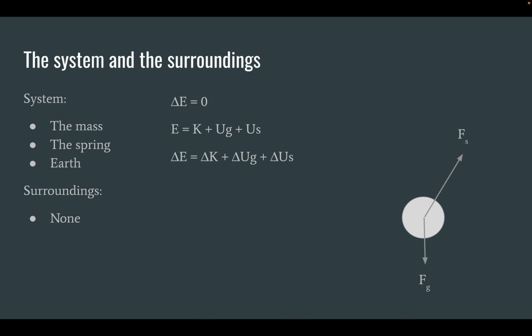So the system and the surroundings. The system was the mass, the spring, and Earth, and there were no surroundings. So the change in energy was zero, and energy was kinetic energy plus potential gravitational energy plus potential spring energy. And the same held true for changes in energy.